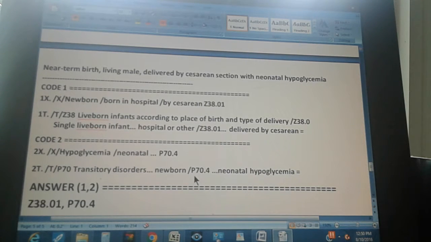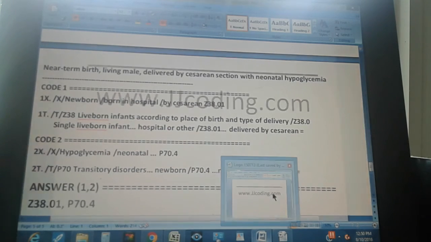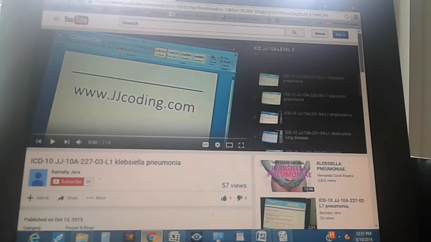Now we add one more digit, which is number 4, neonatal hypoglycemia. Yeah, P70.4 is neonatal hypoglycemia, which is exactly what we have in the text. So that's why there's an equal sign at the end, which means this is our code, right? So the answer is Z38.01 and P70.4.